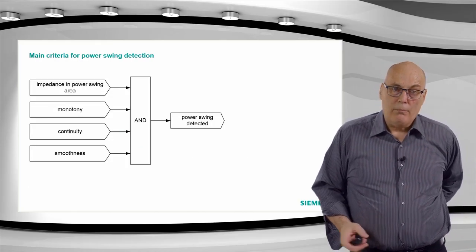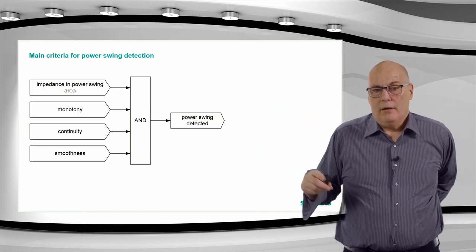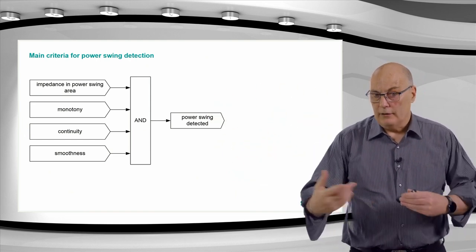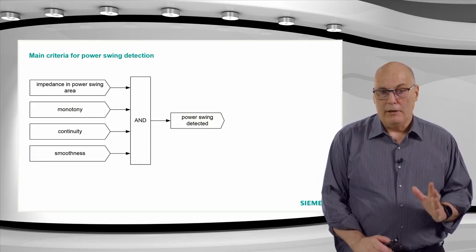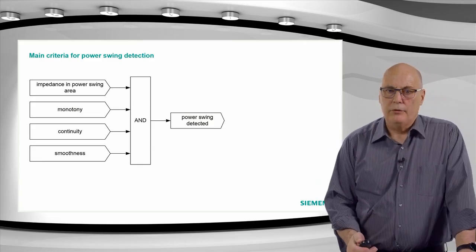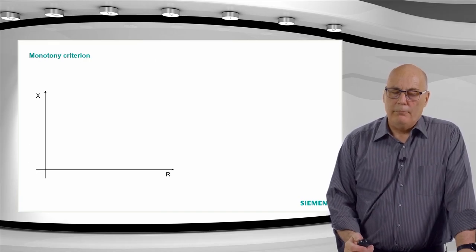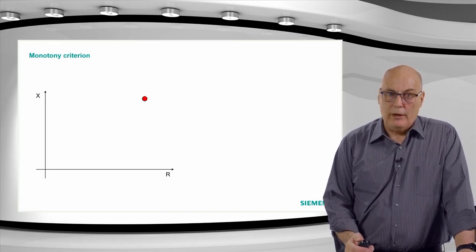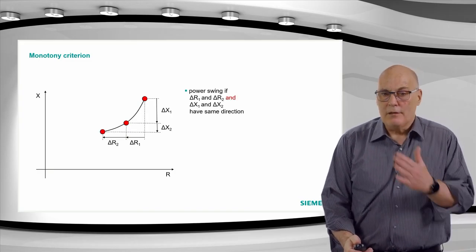The techniques for the blocking use a lot of criteria, and only a few have been extracted here for the explanation. I don't want to go into all of that. It is a really very intricate function in terms of the detection. But to summarize quickly, we have here a monotony criteria. That means it must keep moving in a defined direction.